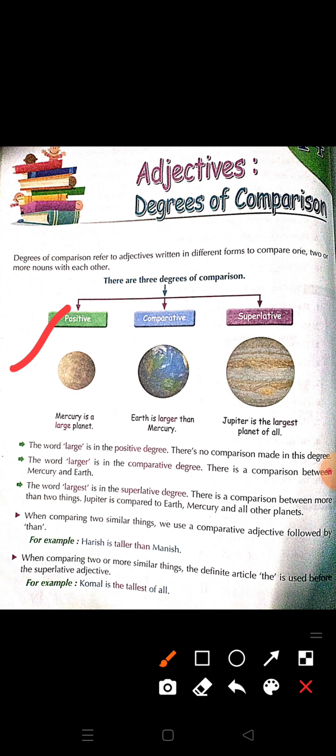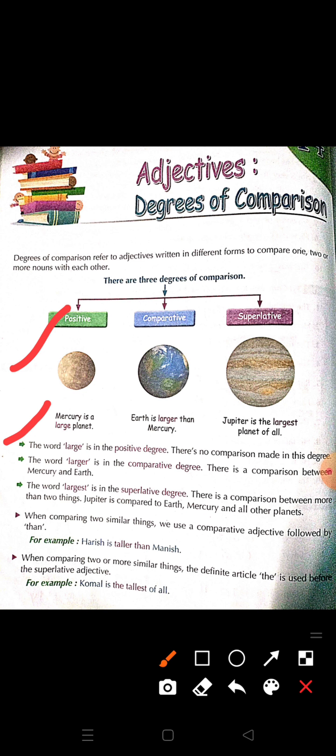We are comparing it with all, or at least with whatever planets are here. Jupiter is the largest planet of all. It is the largest of all planets. Here we are comparing it with all, right? So, superlative degree. See now, the word large is in the positive degree. There is no comparison made in this degree. So when we use the positive degree, that means we are not comparing it with anything.